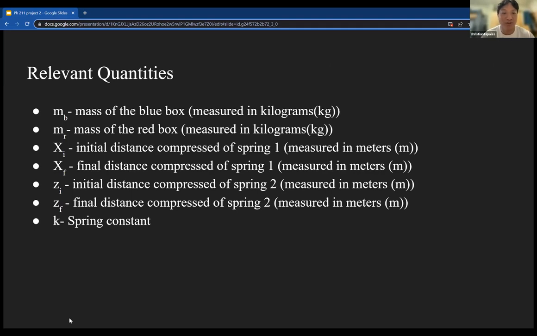All right, here are some relevant quantities. We have the mass of both the red and the blue box, the initial distance of the first spring and the second spring, the final distance of the first and second spring, and then the spring constant of both springs.